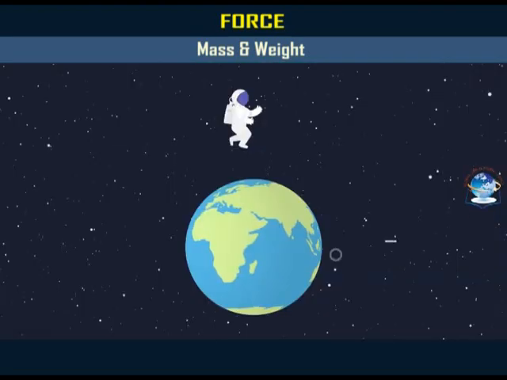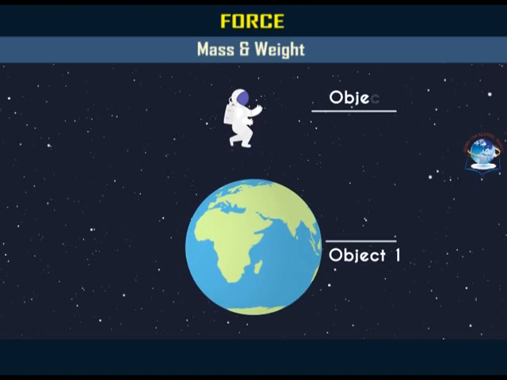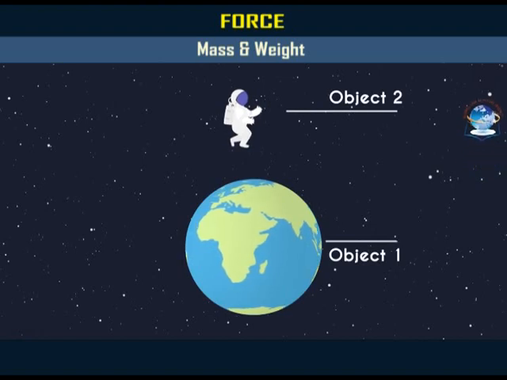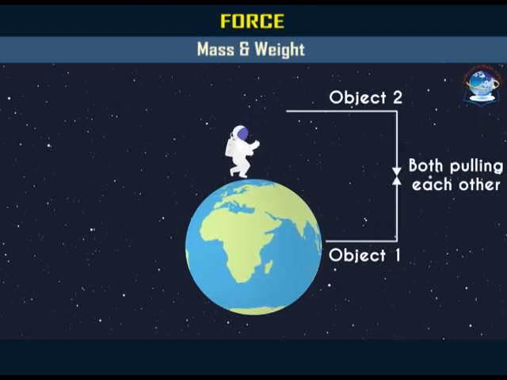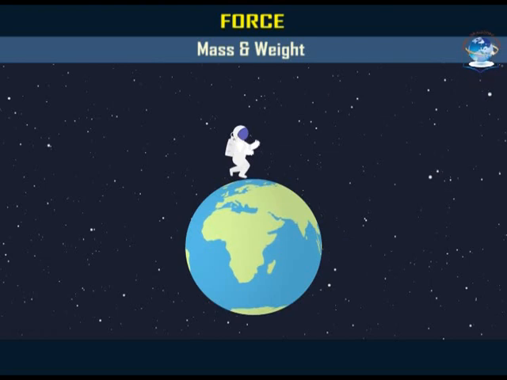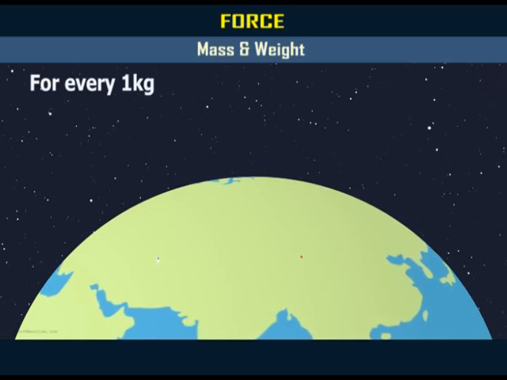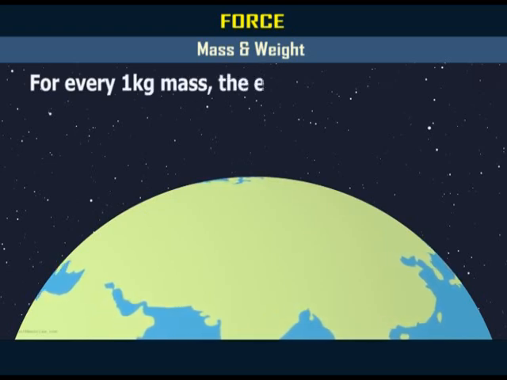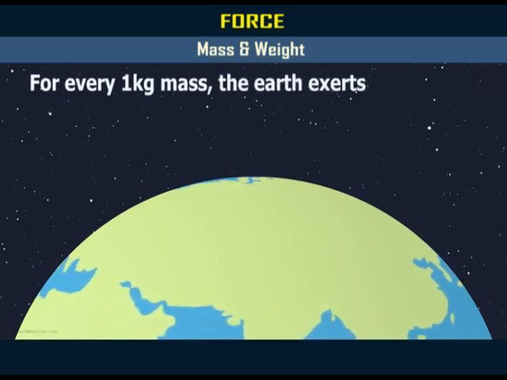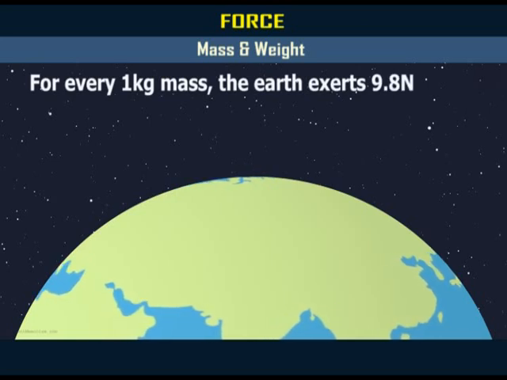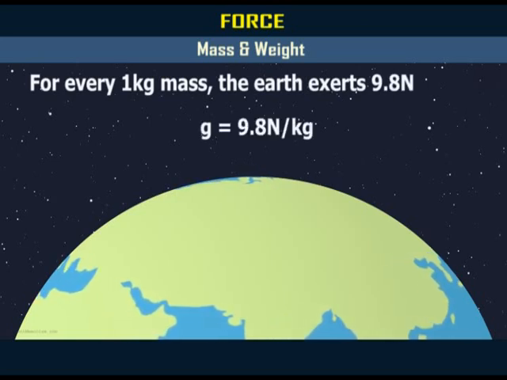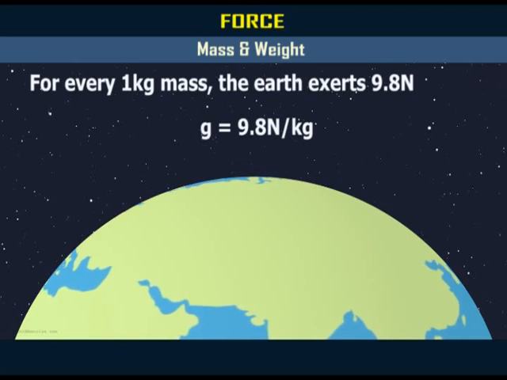Consider two objects, one of them being the earth. Because both of them have masses, then they pull each other. That force with which the earth is pulling the object will be the weight of the object on earth. It has been shown that for every 1 kilogram mass of an object, the earth exerts a gravitational pull or force of 9.8 newtons. This is written as g equals 9.8 newtons per kilogram.